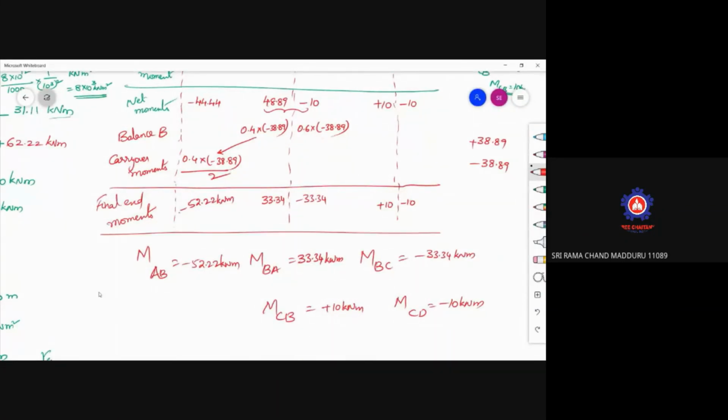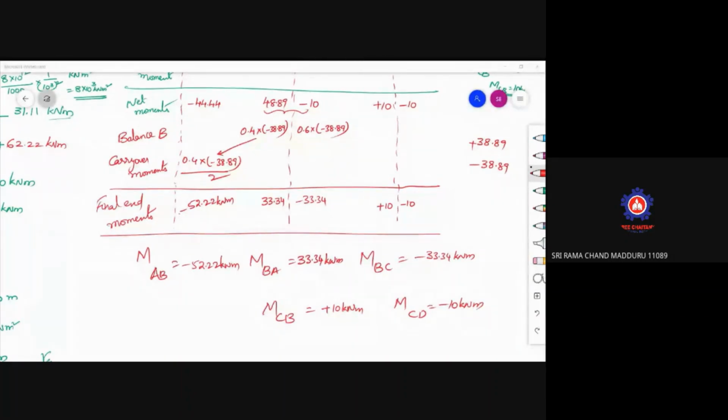So try to draw the shear force diagram and bending moment diagram. Just check whether you are able to draw the shear force diagram and bending moment diagram or not.